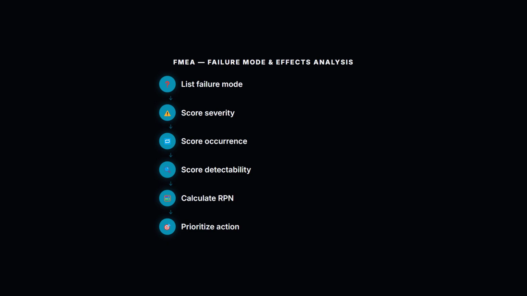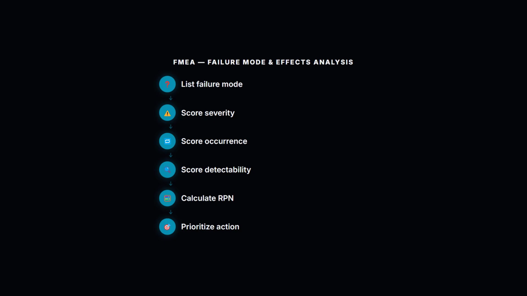Failure modes and effects analysis walks the same territory before the failure occurs. List every plausible failure mode, score its severity, score how often it's likely to occur, score how likely you are to detect it before harm, then multiply the 3 into a single risk priority number.